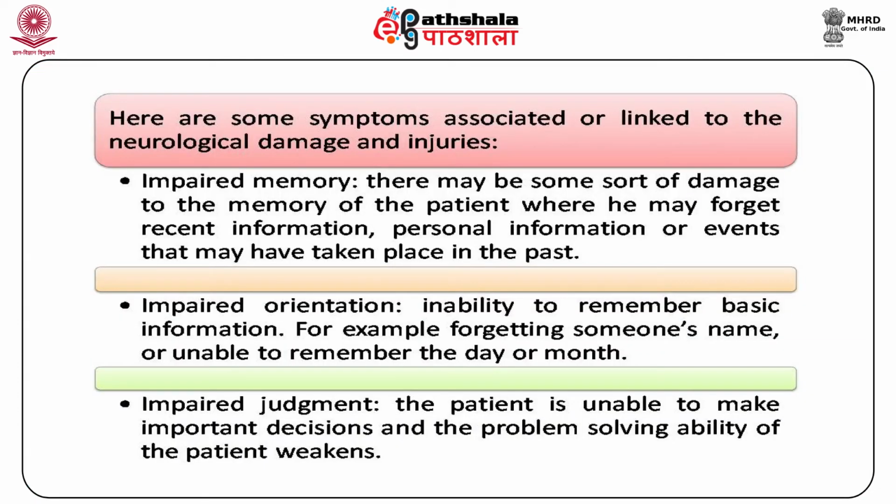There are some symptoms linked to neurological damage and injuries, which may be impaired memory. There may be some sort of damage to the memory of the patient, where he may forget recent information, personal information, or events that may have taken place in the past. After the accident or with brain injury, one may also have impaired orientation, that is, inability to remember basic information. For example, forgetting someone's name or being unable to remember the day or month.